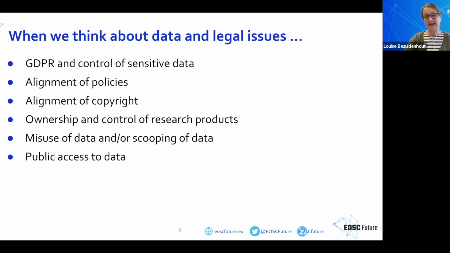So when we think about these legal issues relating to data, of course, there are a number that we recognize. We already talked about the GDPR and the control of sensitive data becoming incredibly topical as we're seeing increased sharing of data and increased ways of moving data around the research ecosystem. We're seeing issues to do with the need for alignment of policies on data and research, the alignment of copyright expectations, issues to do with ownership and the control of research products, the concerns around misuse of data and scooping of data, and the concerns about how to mediate public access without causing any sort of harms.